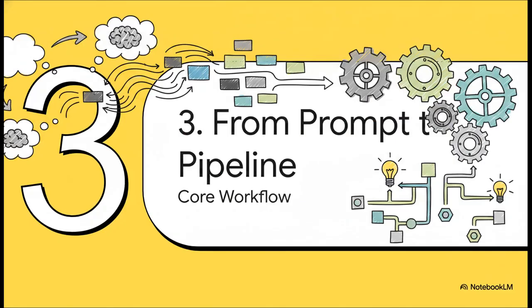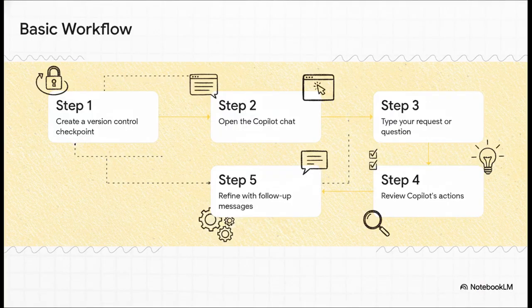All right, enough theory. We know what Copilot is, we know about the two modes. Now for the fun stuff. Let's actually build something and see how we can go from just a simple prompt to a real live pipeline. It really is this simple, just 5 steps. Number 1, and I can't stress this enough, always create a version control checkpoint first. That's your oops button. Then you just open the chat, type what you want, and, this is important, review what it did. The last step, refining, is where the real power of having a conversation with your AI comes in.